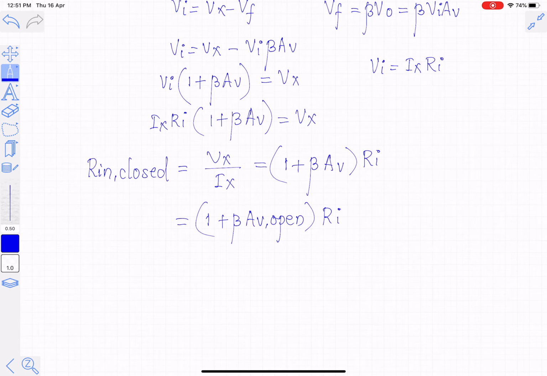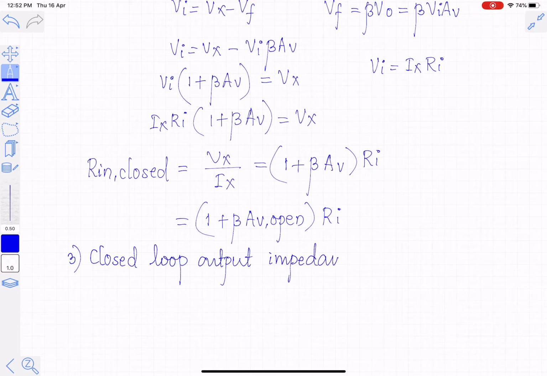Ideally we want the input impedance of the voltage amplifier to be infinite. If it is not infinite, feedback can be used to improve its input impedance. The third parameter that we have to calculate is closed loop output impedance, which we call Rout closed.